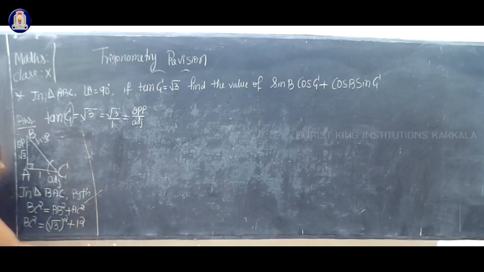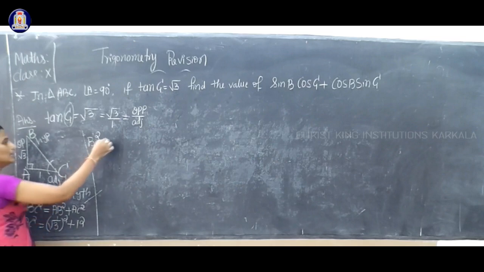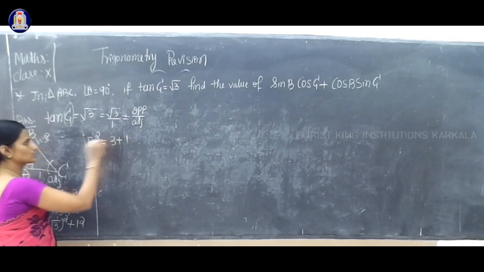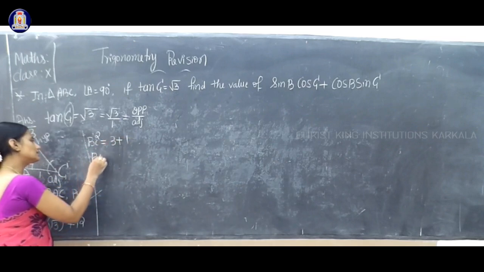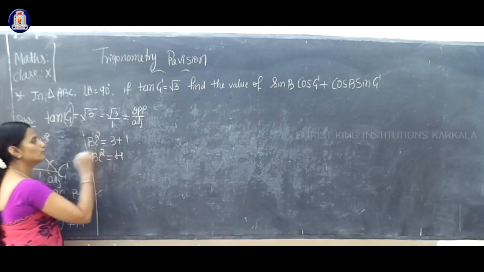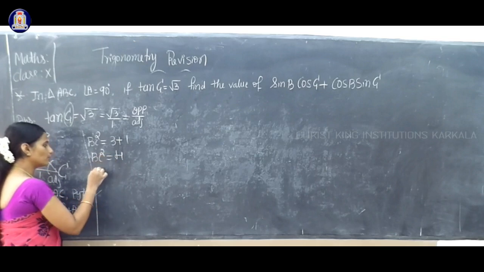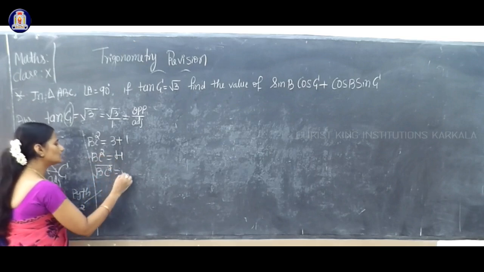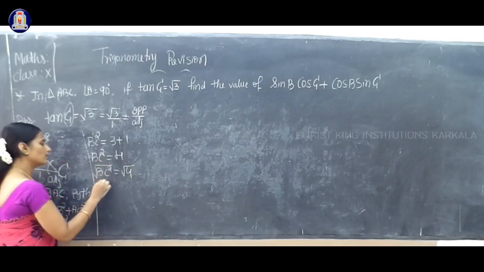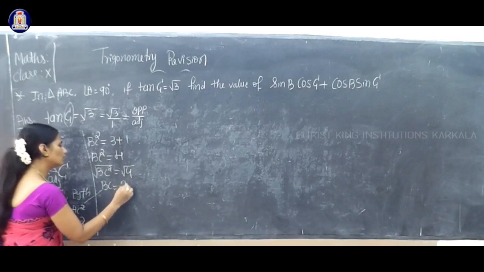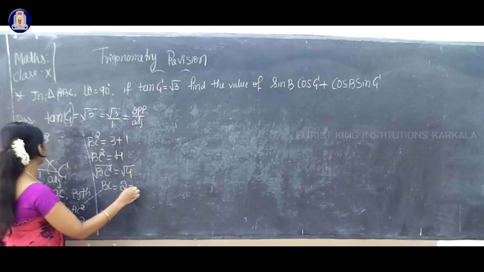So BC square is equal to root 3 whole square, where square and square root cancel, so it is 3, plus 1 square is 1. So BC square is equal to 4, since 3 plus 1 is 4. So what is BC? Take the square root of 4. Square and square root cancel, so BC is equal to 2.